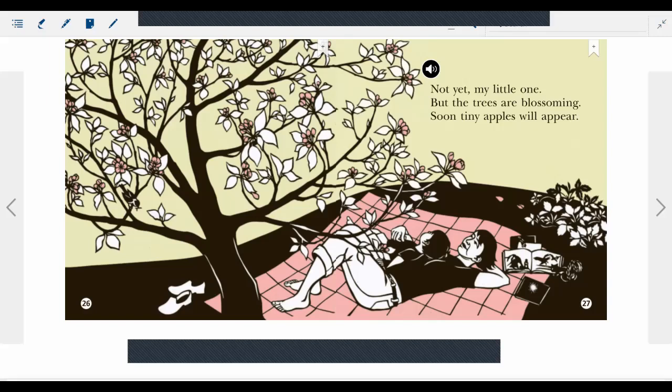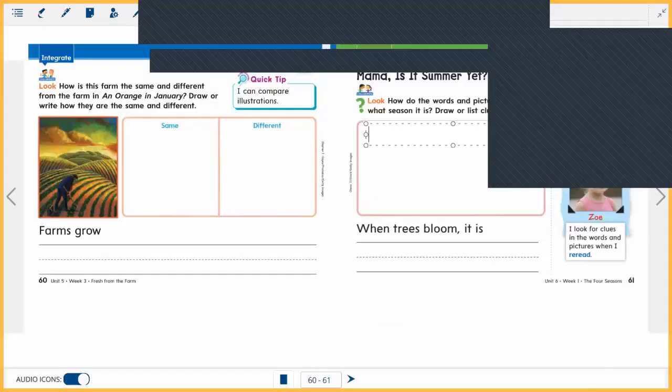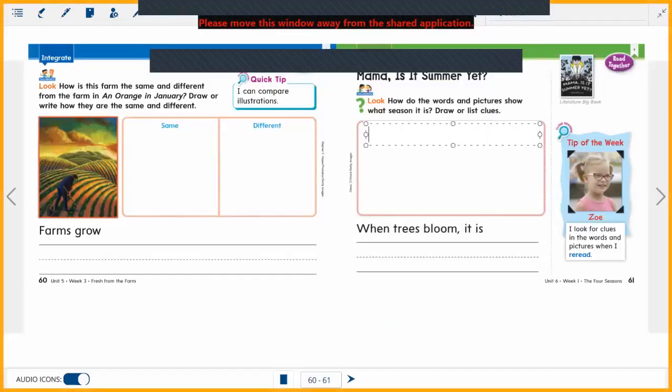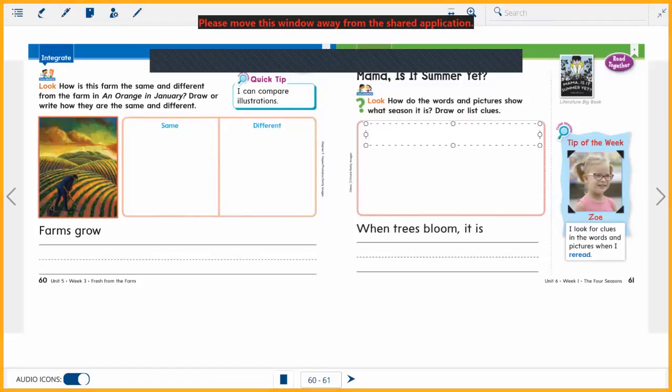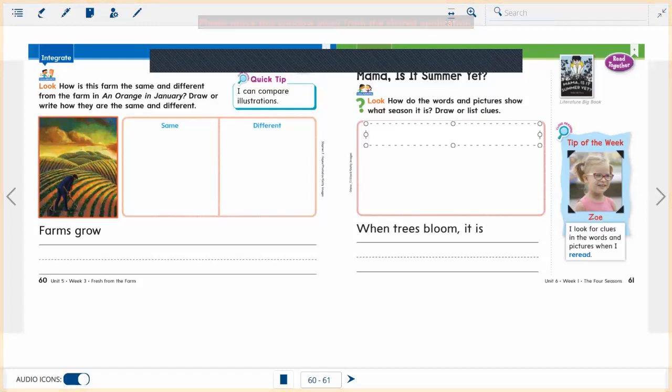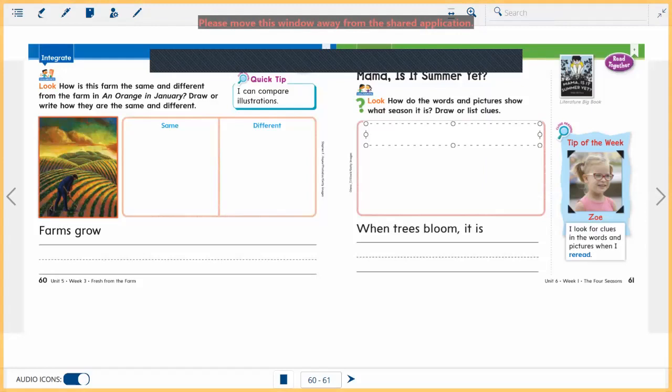So let's go back to page 61. In this box on page 61, it says, how do the words and pictures show what season it is? Draw, or you can list the clues. So what did we see in that picture? You can draw the blooms, or you can list them. You can either write them or draw them. I will list them for you, and you have the choice of drawing them if you prefer.